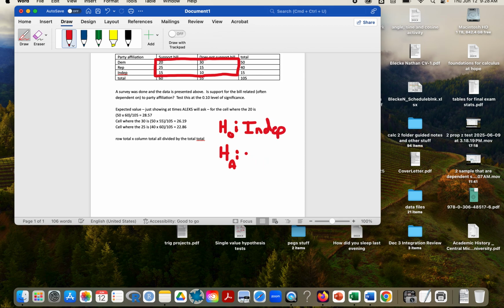And then in the alternative, you'd put related or dependent. And then you just have to figure out which one gets the claim. So is the support for the bill related? Since they're asking that, the claim will sit on the alternative hypothesis. Okay.